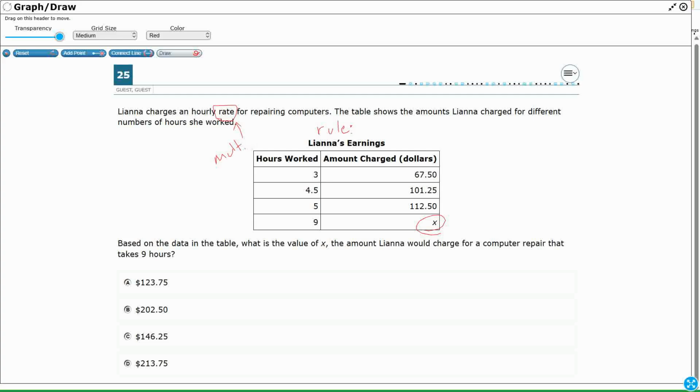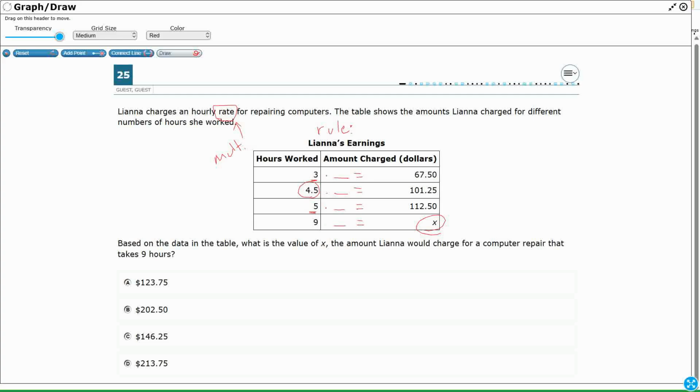And so let's think, 3 times something is going to get us 67.50. 4.5 times something is going to get us 101.25. 5 times something, and it's that same something we're looking for, right? And then 9 times that same something is going to get us X. So I'd rather not divide by a decimal. We can, so let's choose these two, okay?